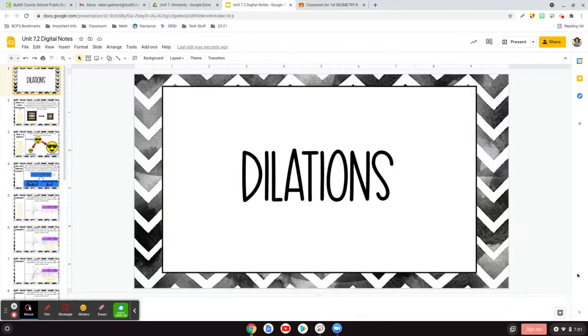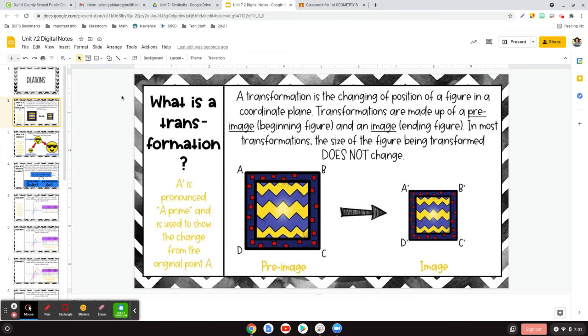Hey guys, so in our last notes, we talked about symmetry and how that is points or figures being able to be rotated or folded, and it still looks the same. Well, now we're going to talk about taking those figures that look the same and either making them larger or smaller. And so, a dilation is a transformation that we're changing.